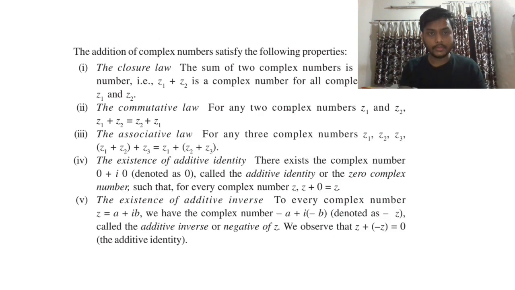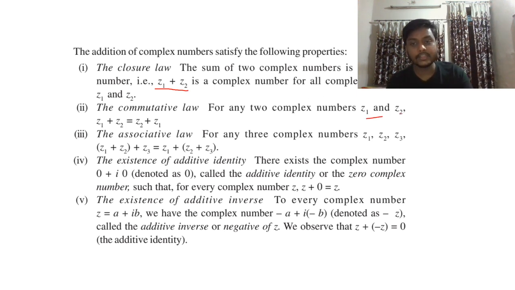Now if I talk about their properties, just like we have the closure law in algebra, we have it here as well. As you can see, z1 plus z2 is also a complex number. Just as z1 is complex and z2 is complex, z1 plus z2 will also be complex. If I have z1 plus z2, I can do either z1 plus z2 or z2 plus z1, and I'll get the same complex number.